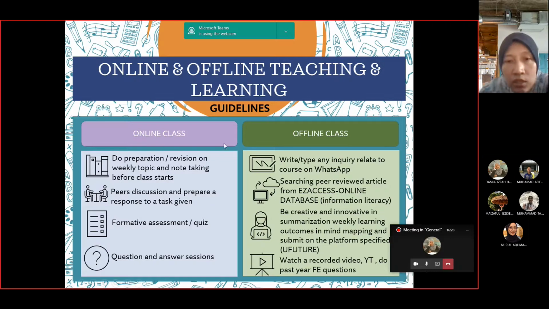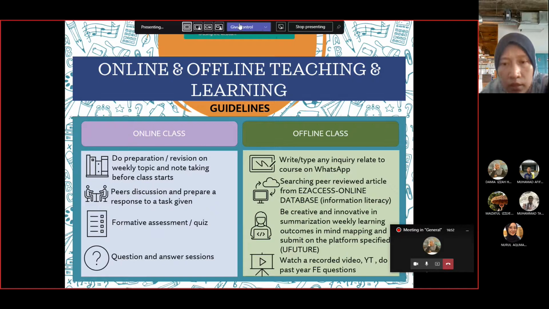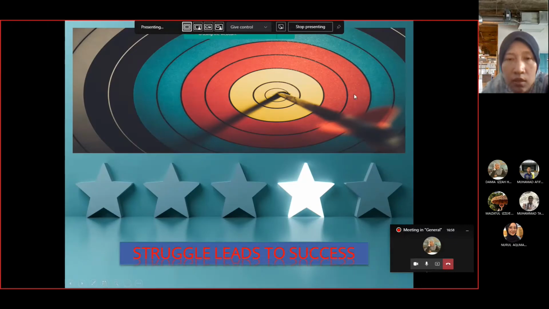So yang ni kita boleh buat sepanjang online class lah. During the offline class, write, type and inquiry related to the course on WhatsApp or mana-mana lah yang you prefer. And then search peer review articles from easy access online databases. Yang ni you kena tahu lah macam mana nak gunakan online database UiTM. Okay, be creative and innovative in summarization, weekly learning outcomes and mind mapping and submit on the platform summarize. And then watch a recorded video, YouTube, do past year questions.